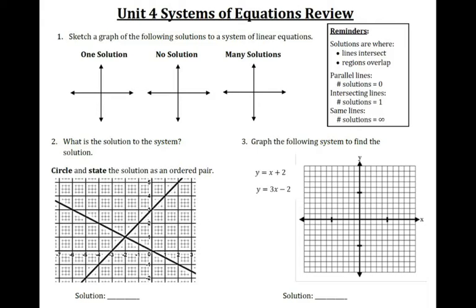So you could have one solution, and one solution happens when you have two lines that actually intersect. That intersection point would be your solution. No solution is when you have two lines that never intersect, and those are going to be parallel lines. And many solutions are when your lines actually overlap and they're sitting right on top of each other. So that creates an infinite amount of solutions.